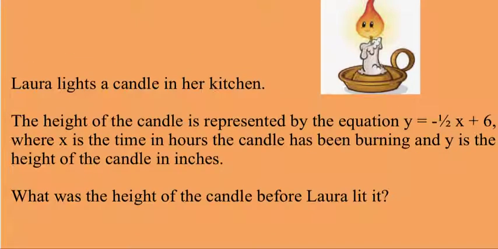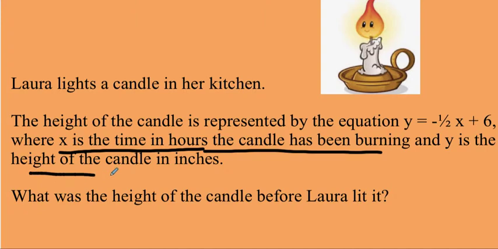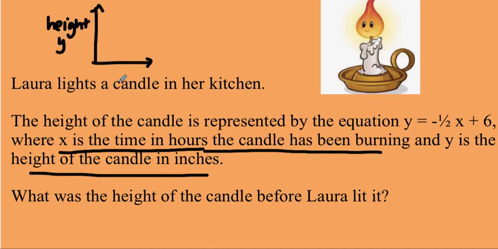Laura lights a candle in her kitchen. The height of the candle is represented by the equation y equals negative 1/2 x plus 6, where x is the time in hours the candle's been burning, and y is the height of the candle in inches. What was the height of the candle before Laura lit it? So think about this. The height of the candle is y, and the time is x. Now I look and my slope is actually negative.